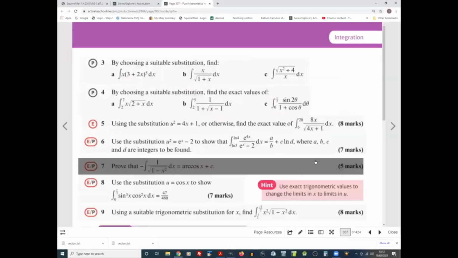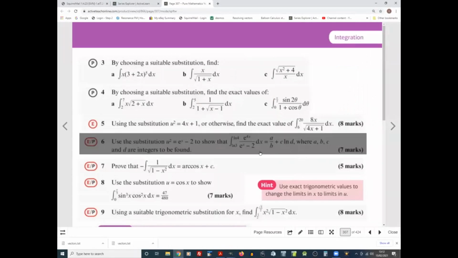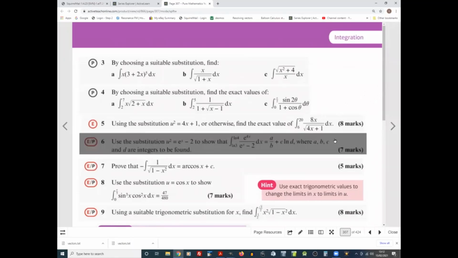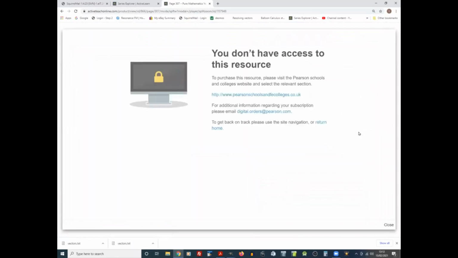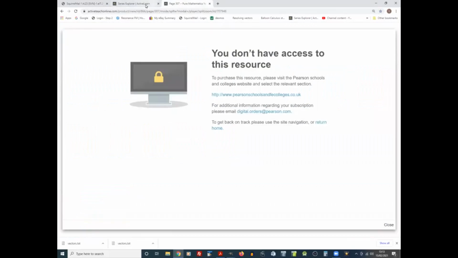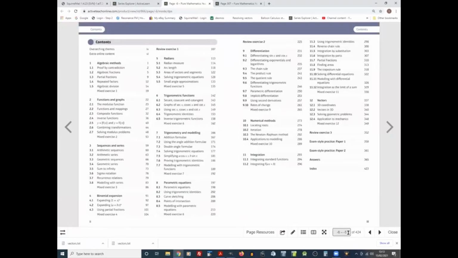Which one was it? Number 6. Oh, I see. Yes, it does look like it's in the right format. So chances are, let's check. You don't have access to this resource. I do as well. I'll find out. 11E. I do have access though. I think it's just the lag because I was logged out or something.